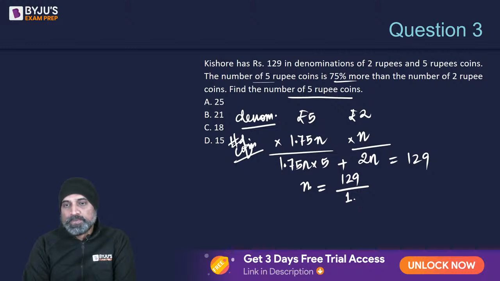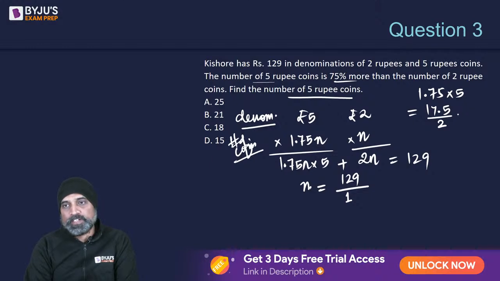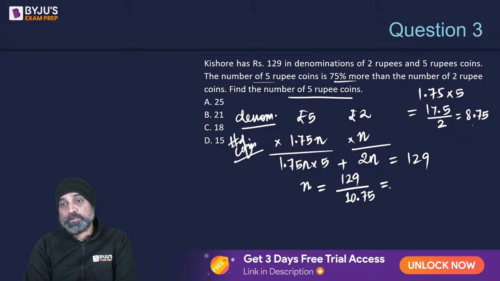What we can do is, okay, 1.75 into 5. Okay. Let me show you the calculation. This is nothing but 17.5, the half of it, which is going to be half of 17 is 8.5, half of 0.5 is 0.25. So this will result in 8.75, right? And 2n. So if I add 2 to this, I will have 10.75, right? Now 129 divided by 10.75, if you solve, this is going to be 12.